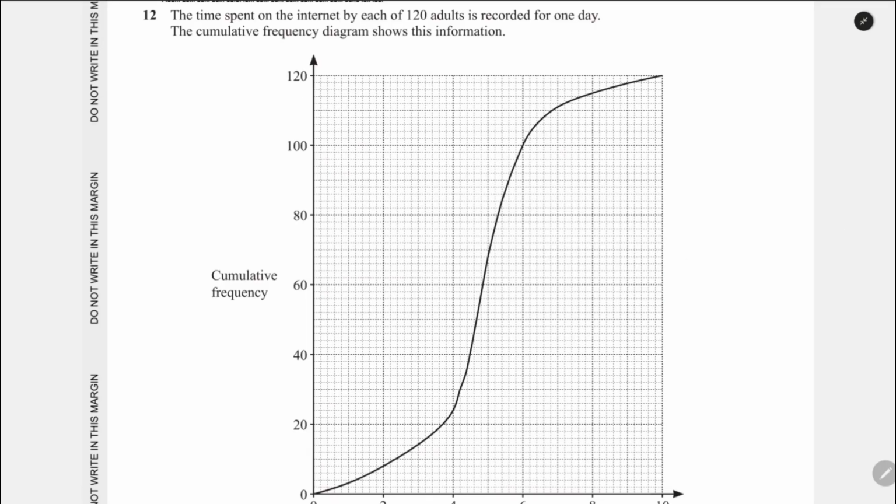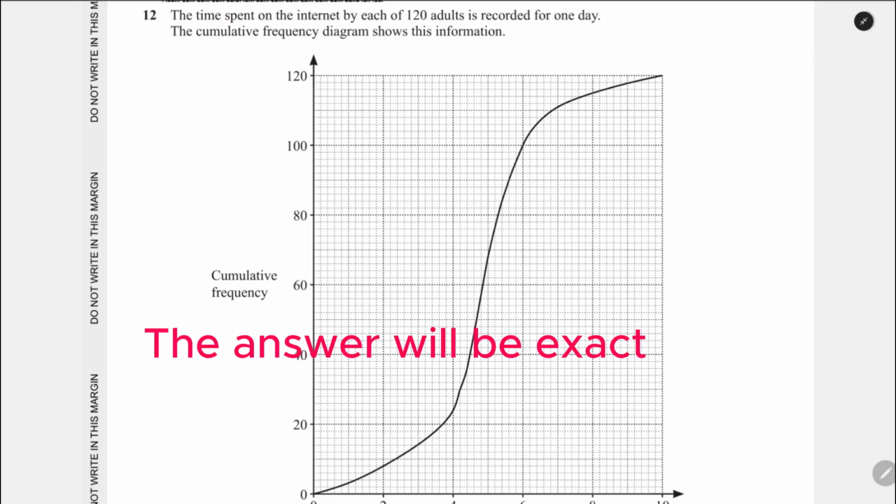Number 12 is a cumulative frequency diagram. Now, when you have been given the cumulative frequency diagram, please note that the answers are exact. What do I mean? There is no range of acceptable answers for this particular question. Why is that? The examiner has provided the curve, so you're just supposed to read off values from the curve.